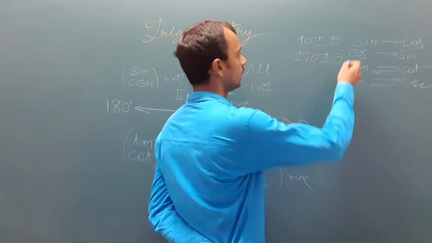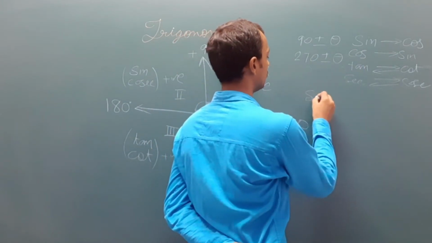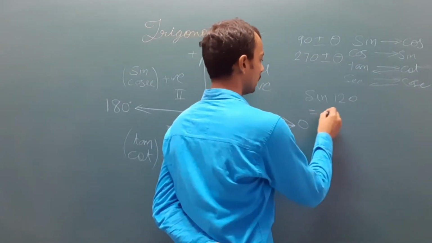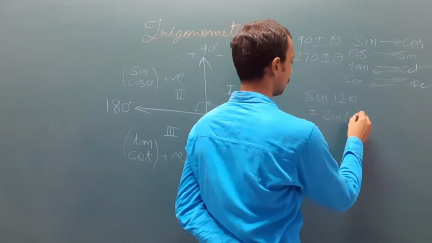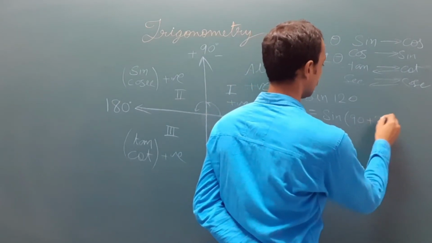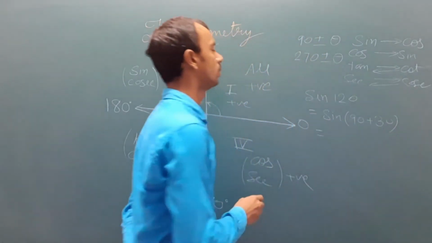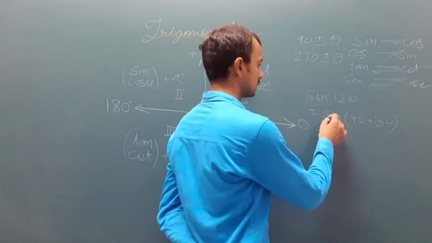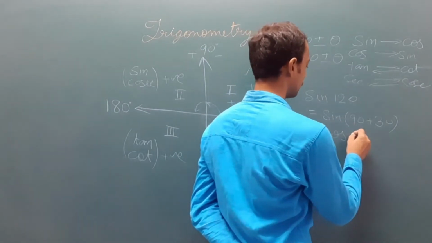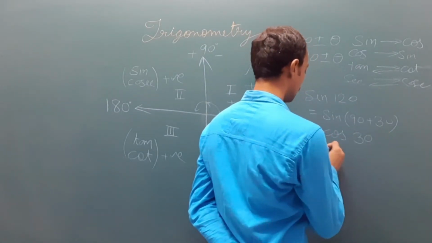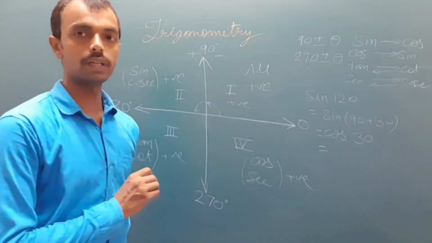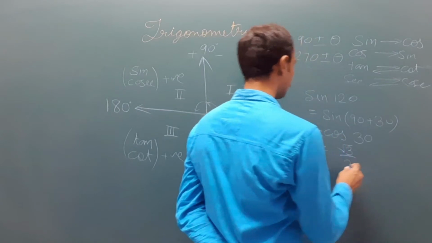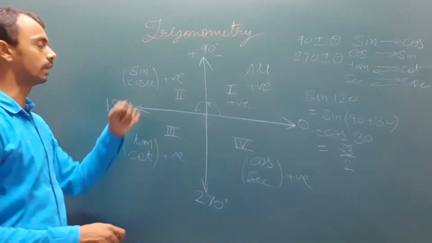Now let us understand this one with one example. If I am taking sine of 120, I can write sine of 120 as sine of 90 plus 30, and as I have told you, 90 plus theta will convert sine to cos of theta, that is cos of 30. And what is the value of cos of 30? Cos of 30 is root 3 upon 2. So the value of sine 120 is positive.